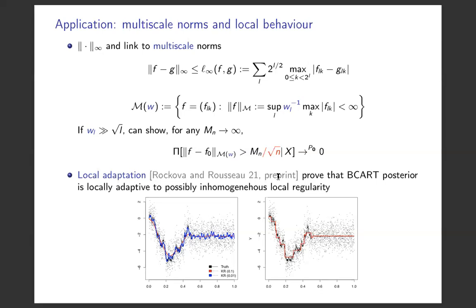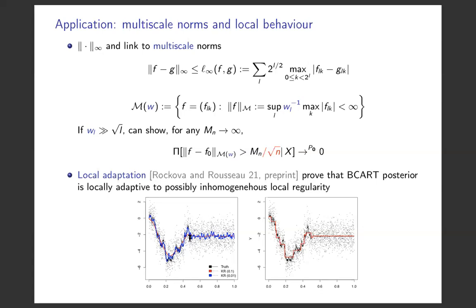You can also look at the local behavior and show that BCART is locally adaptive to possibly inhomogeneous smoothness. Here is an example I took from their paper, where the ground truth on the first half of the unit interval is a Brownian motion path, and then you extend it on the second half by a constant.